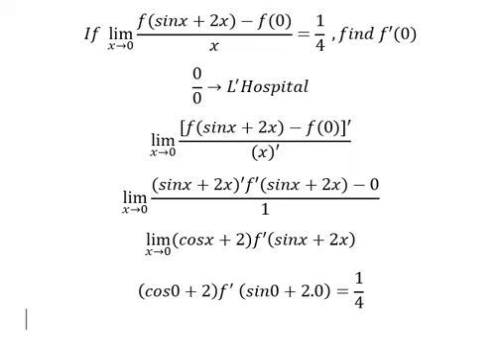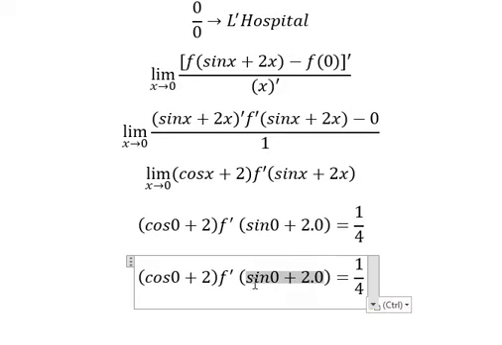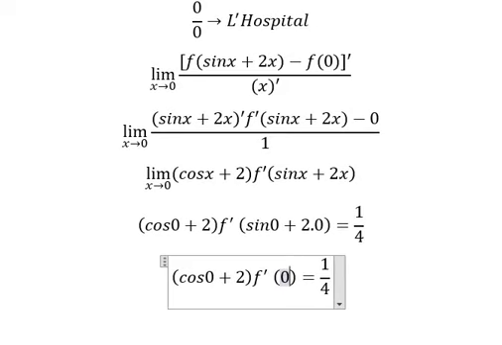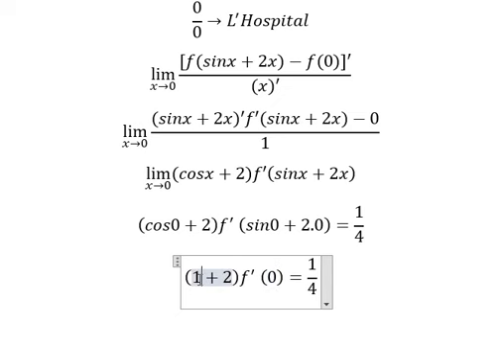Now, this one you get 0. Cosine of 0, you get 1. And 1 plus 2 is 3.